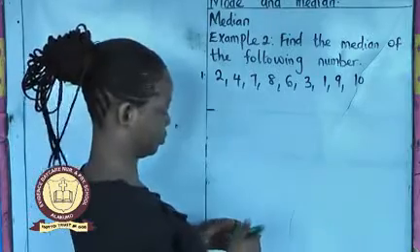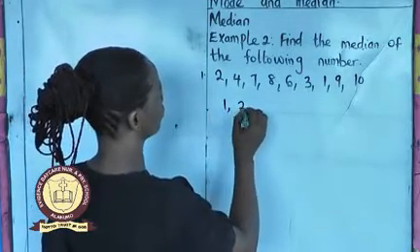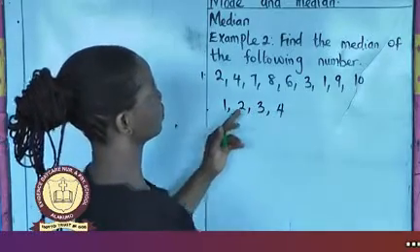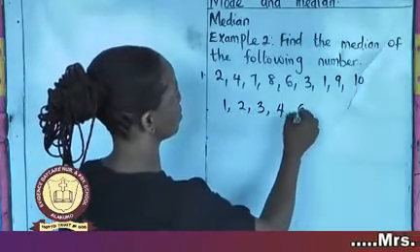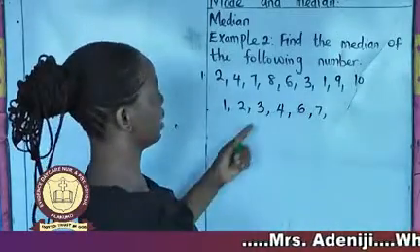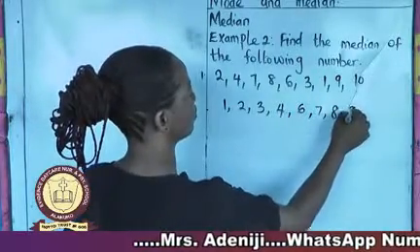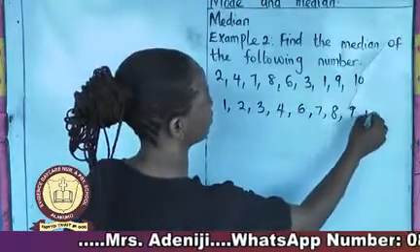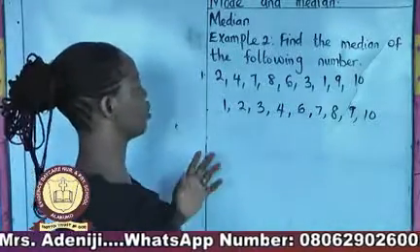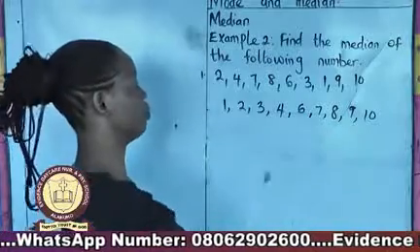We have 1, 2, 4, 4. We have 6. We have 7. We have 8, 9 and 10. Look at these numbers now. I've arranged these numbers from the smallest to the biggest. Now we want to find the median.